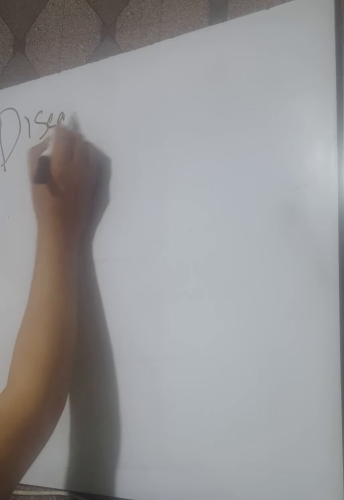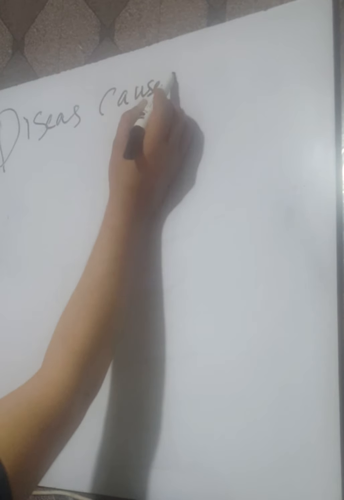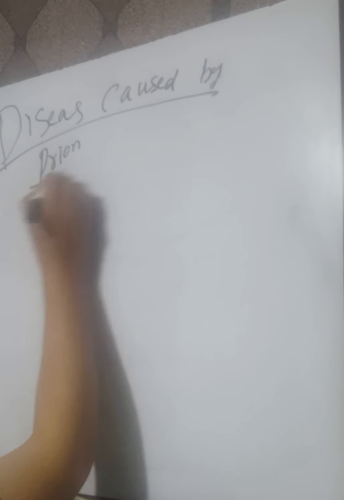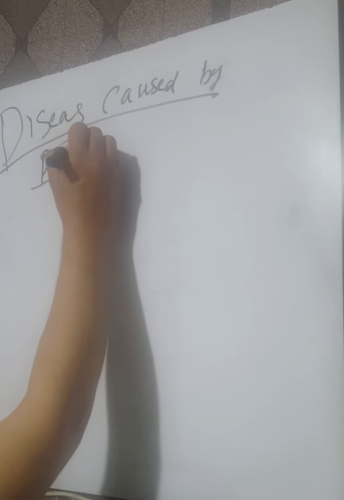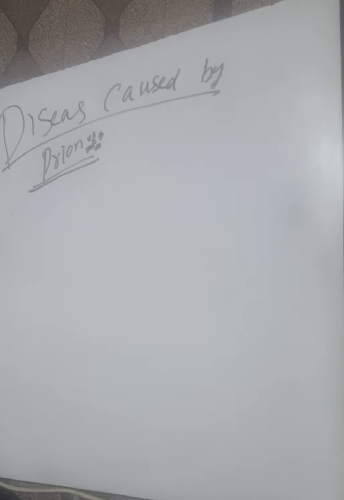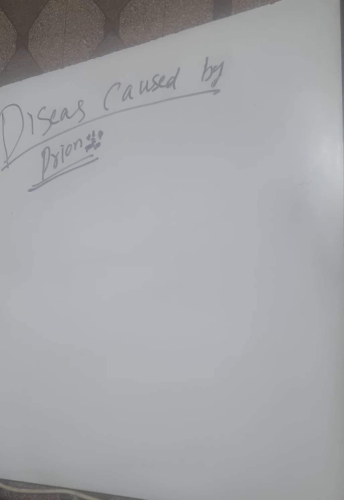Now we will discuss the diseases that are caused by the prion. The prion causes many diseases in animals, in cattle, goats, and other animals, but we will discuss only the human diseases caused by prion. The prion mostly causes a disease called Creutzfeldt-Jakob disease.